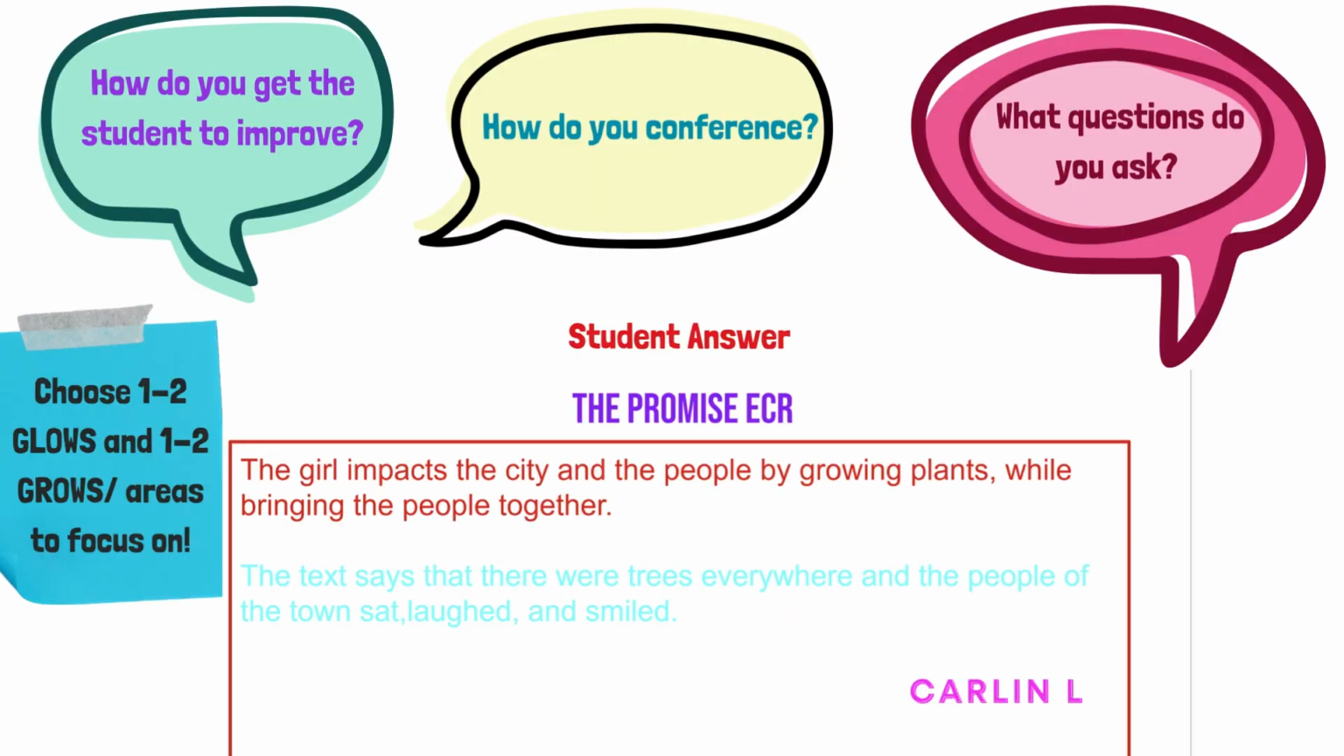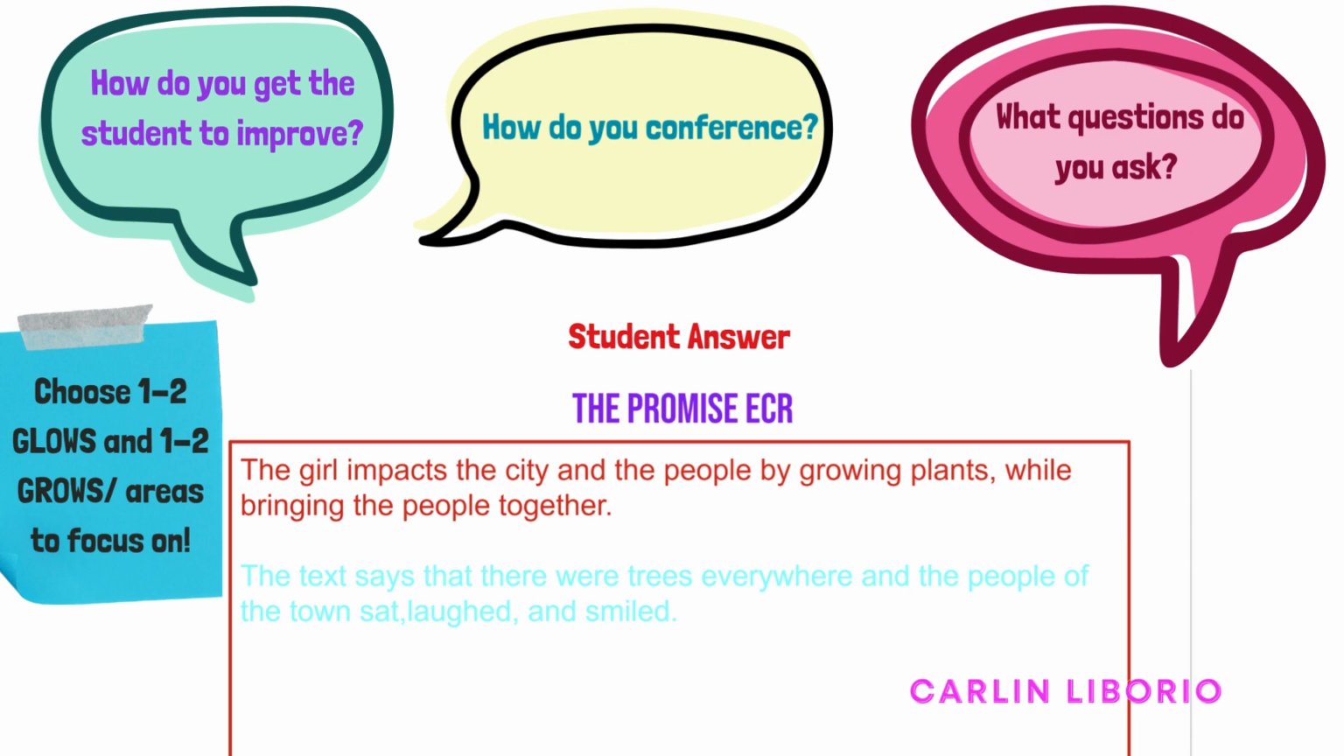So now we're going to look at the student sample. The student wrote, the girl impacts the city and the people by growing plants while bringing the people together. The text says that there were trees everywhere and the people of the town sat, laughed, and smiled. So, how do you get the student to improve when they've only written two sentences? How do you conference? What questions do you ask?